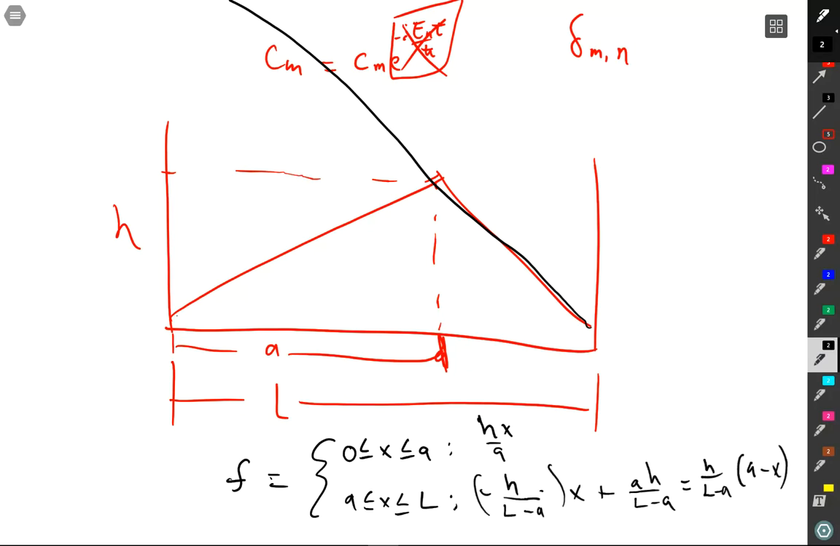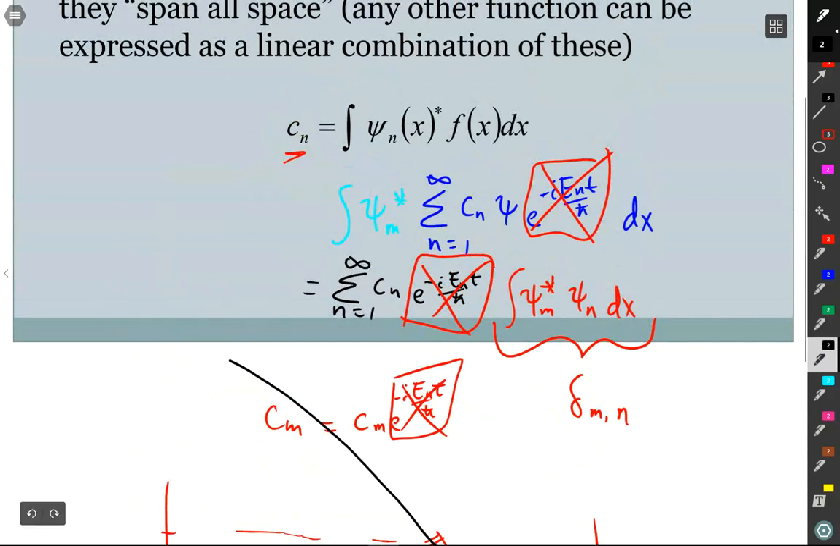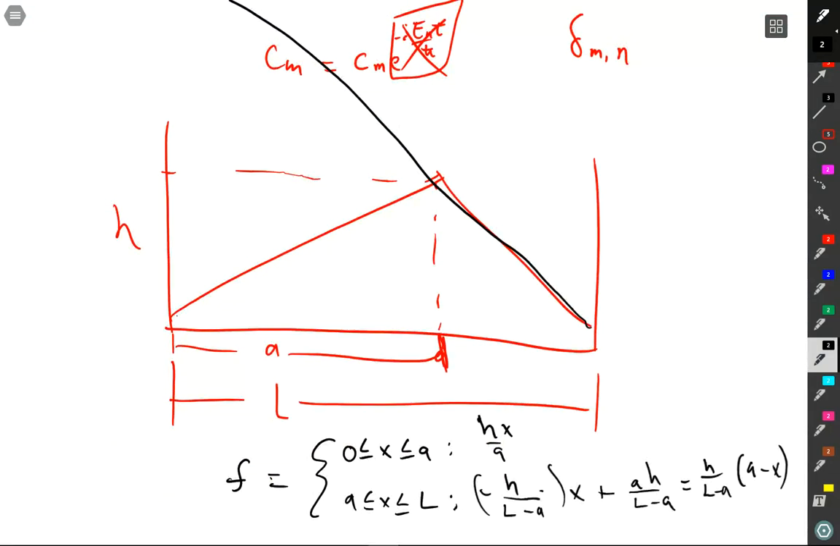You have one going from 0 to A and one going from A to L. And then you would find the C sub n's by doing the integral of psi 1 times the function that I just did, going from 0 to L. So you have to go 0 to A with the first one, and A to L with the second one. After you do that integral, you know what C sub 1 is. And then you repeat for n equals 2 and for n equals 3 and for n equals 4, and you find out what all of your C sub n's are, and then you can make your complete function for starting with plucking that position there. It's a little drawn out, but we can do it, and then we have our description of our complete state.